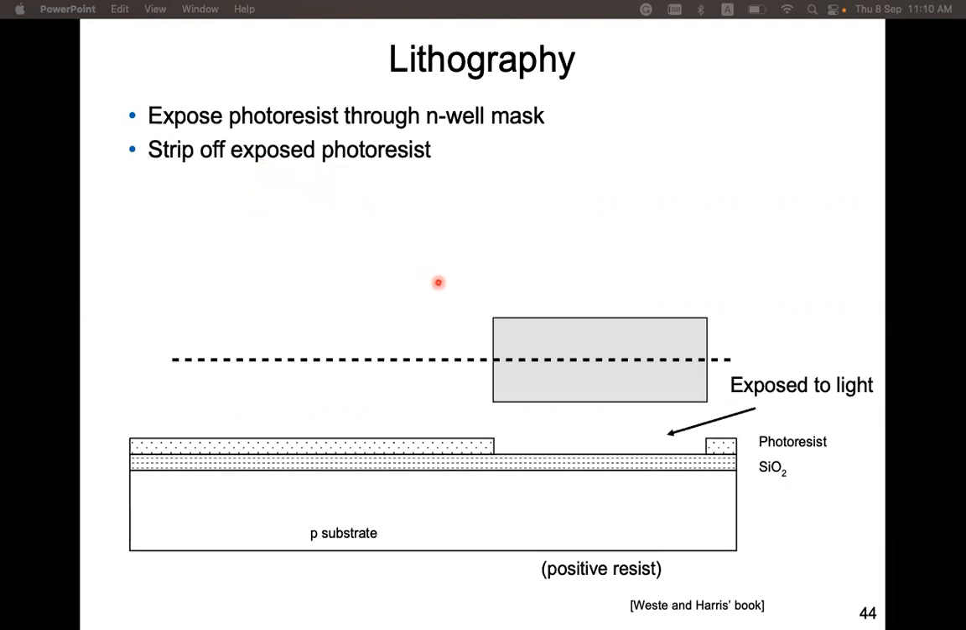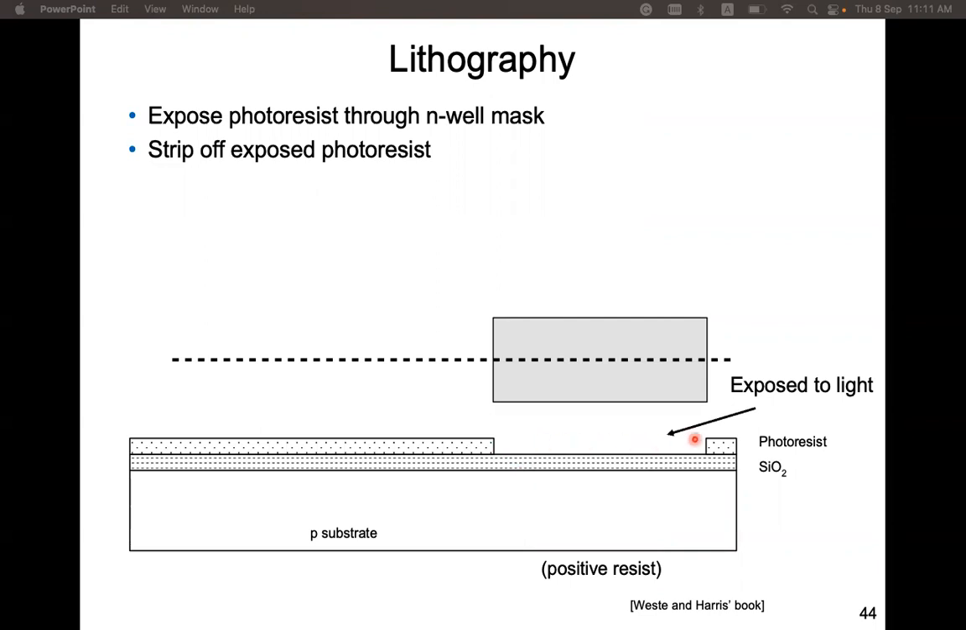So next is to expose the wafer to light through a mask. This is a layer of a mask. It's the N-well mask. So this region of photoresist is exposed to light. It becomes softened and it can be removed, can be stripped off by using a solvent.